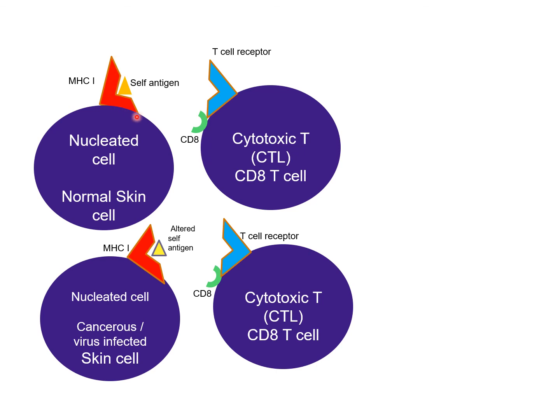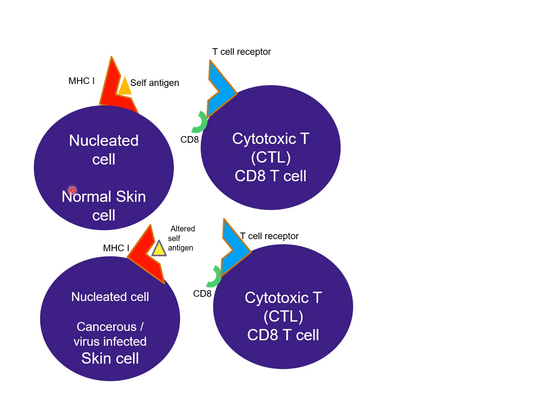Now, this piece of antigen presented by this normal skin cell right here is being presented to another T cell known as your cytotoxic T cell, or we abbreviate it as CTL. Cytotoxic T cell also has another name. We can refer to it as your CD8 T cell. CD8 has a receptor on its surface, so it has a T cell receptor, and then it has another protein receptor known as the CD8.